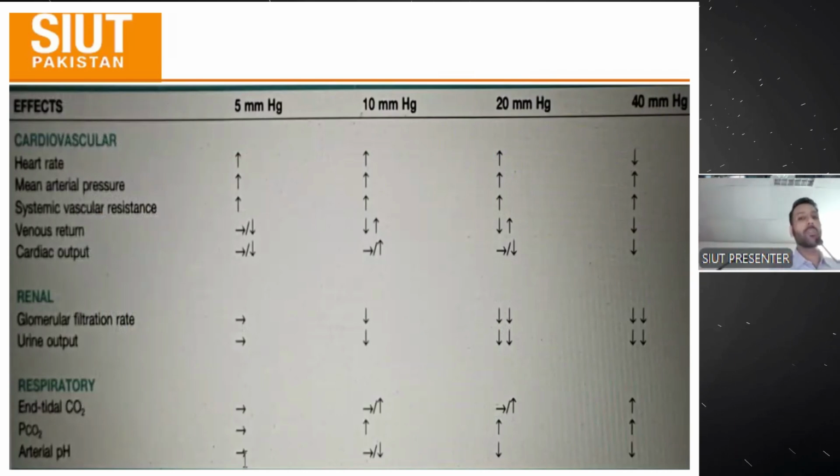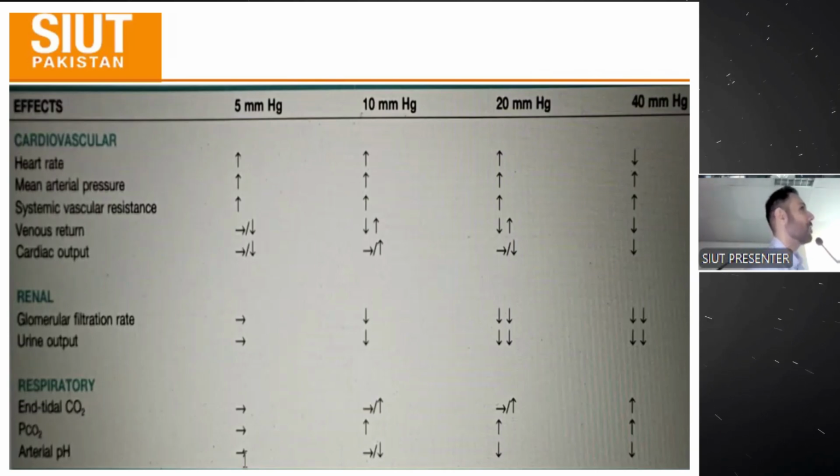Here's a chart that shows the cardiovascular changes, the renal changes, and the respiratory changes that happen with an increase or decrease in the pressure. As you can see on the right-hand side, if the patient is experiencing a pressure of 5 to 10 mmHg, all the parameters are mostly normal. But as you go above 20 mmHg, the cardiac output starts to decrease because the venous return also decreases at 20 mmHg, and the vascular resistance increases, the mean arterial pressure increases, and so does the heart rate. There's another one over here that shows 40 mmHg.